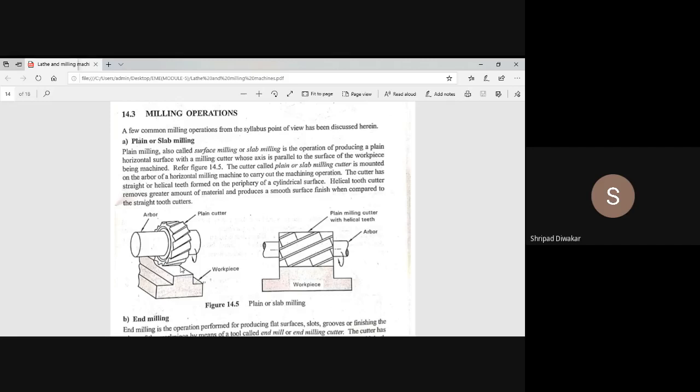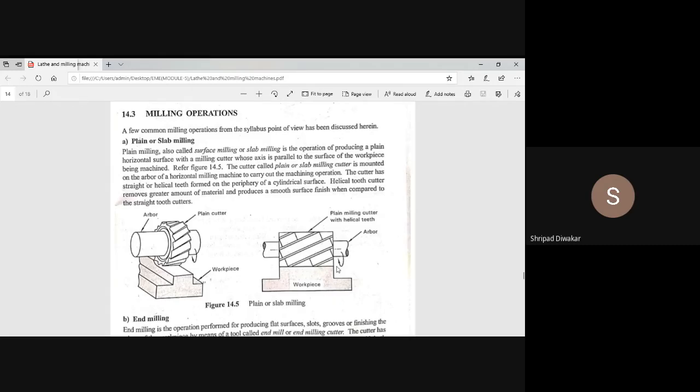So this is the first operation, called plane milling or slab milling, or surface milling. This is the 3D diagram. So you have to draw the 2D diagram. Okay, a 3D diagram is difficult to draw, so you have to draw only the 2D diagram. You show the workpiece, and on the workpiece you show the plane milling cutter like this, and then you show the arbor. Okay, don't draw a 3D diagram. It's very difficult. Just represent it by a 2D diagram.